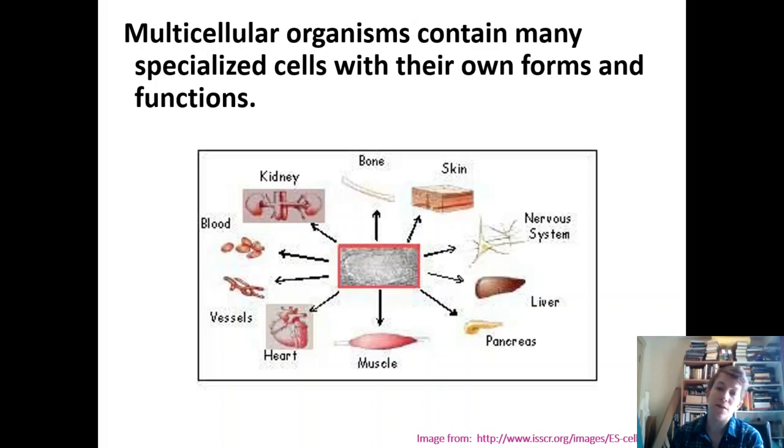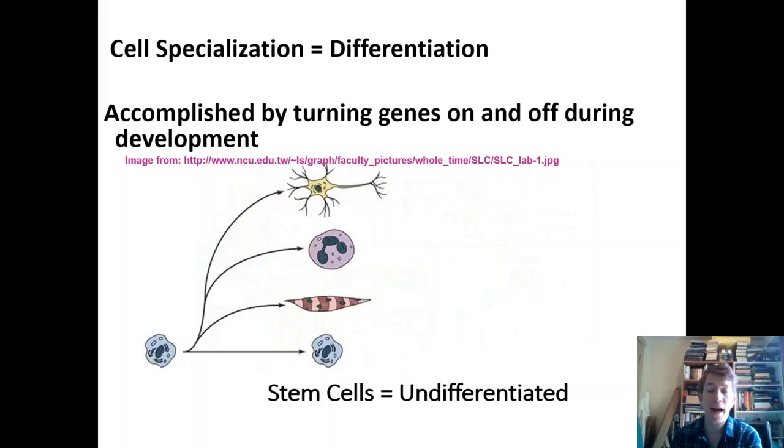But all of your cells start out as stem cells. A stem cell is a type of cell that can turn into any other kind of cell. And it's going to do that by activating and deactivating genes. So this would be an undifferentiated or unspecialized stem cell. And then it can activate genes that make muscle proteins and turn into a muscle cell. Or it could activate genes that make liver proteins and turn into a liver cell. Or it could activate genes that make neuron proteins and turn into a neuron.